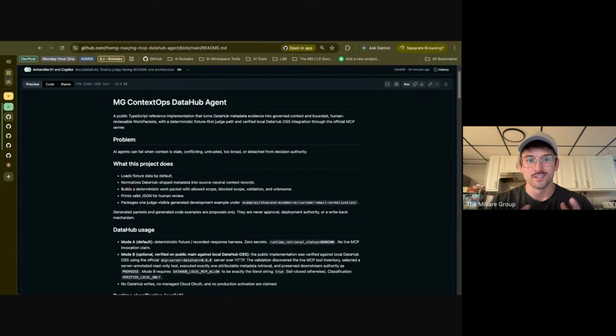For our DataHub Dev Post competition project, we have built the ContextOps DataHub Agent. And when it comes to AI agents, they can receive a huge amount of metadata and still make bad decisions when that context is stale, conflicting, overly broad, or detached from authority. ContextOps DataHub Agent demonstrates a safer development pattern.